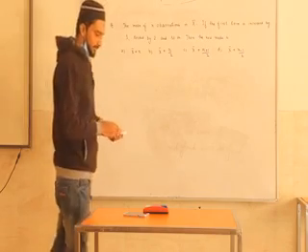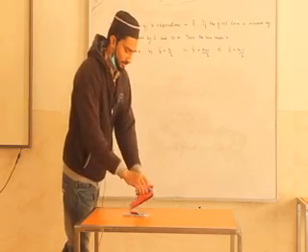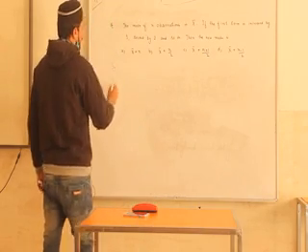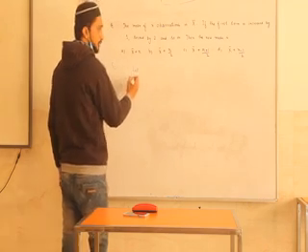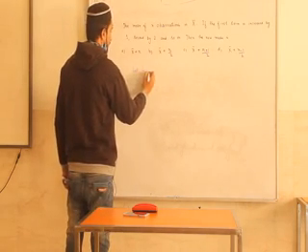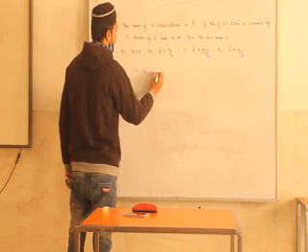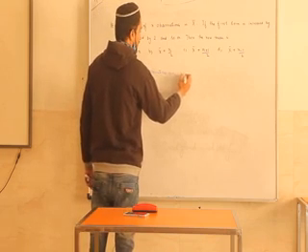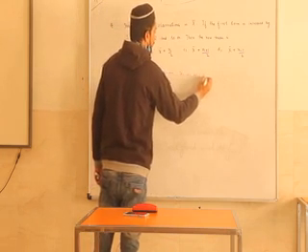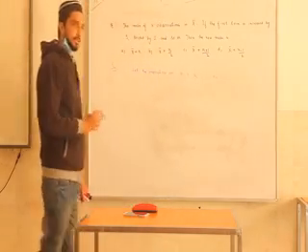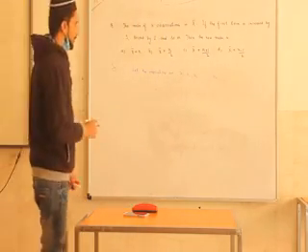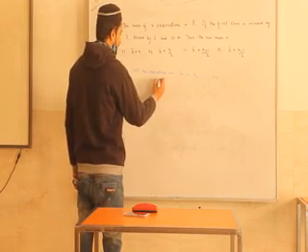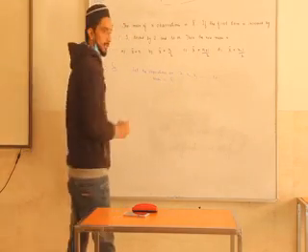Okay, so let's understand this. Solution. So suppose we are assuming the observations are x1, x2, x3, dot dot dot till xn. Okay? These are the number of observations. And their mean is given. Mean is equal to x bar.